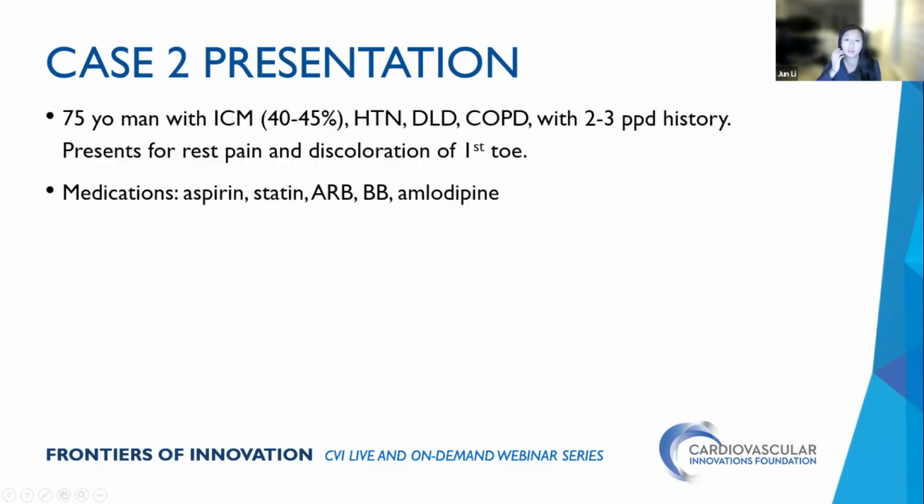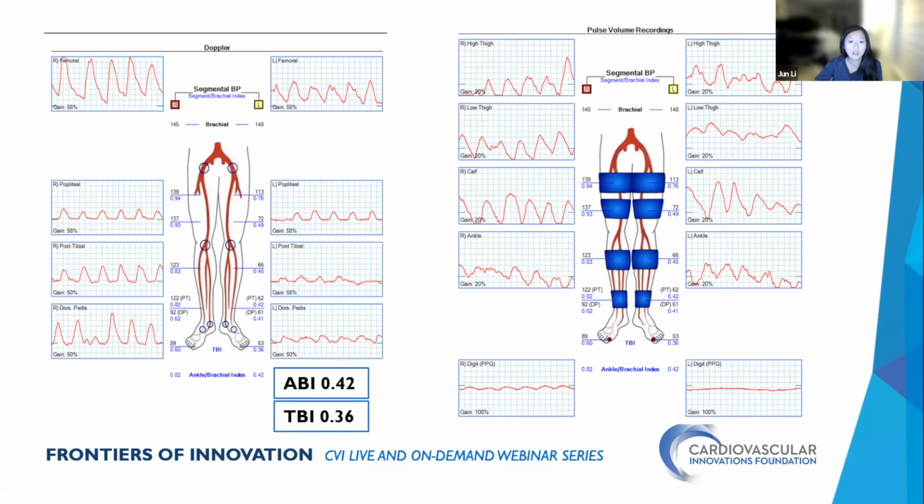Case 2 presentation, 75-year-old gentleman with ischemic cardiomyopathy, hypertension, dyslipidemia, COPD, and a 2 to 3 pack history of smoking, presents for rest pain and discoloration of the first digit. Here you can see his preceding ABI was 0.42 on the left with a toe brachial index of 0.36. And you can see the digit waveform is completely flat on the PVR.